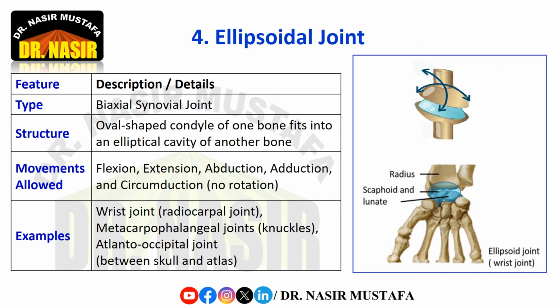The ellipsoidal or condyloid joint is a biaxial synovial joint, which allows movement in two planes but no rotation. Structurally, it consists of an oval-shaped condyle of one bone fitting into an elliptical cavity of another bone. Movements include flexion, extension, abduction, adduction, and circumduction. Examples include the wrist joint.